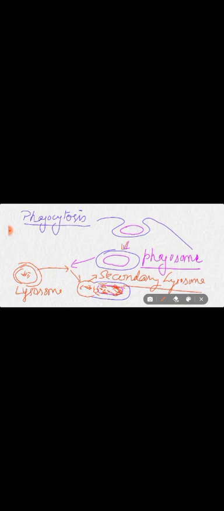So this process of degradation of large particles generally occurs in specialized cells, like I have said, in macrophages, in your neutrophils. This type of phagocytosis event occurs, and these are the examples of phagocytes or phagocytic cells. So this is the second function of your lysosome.